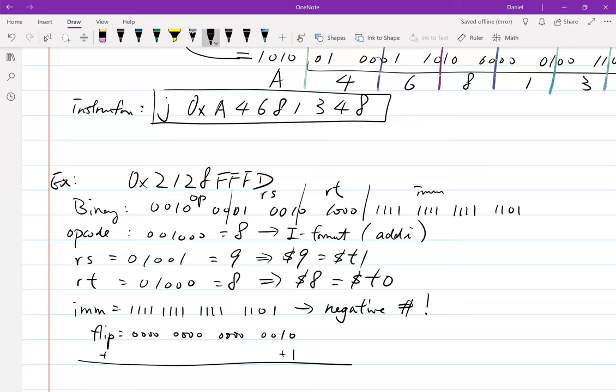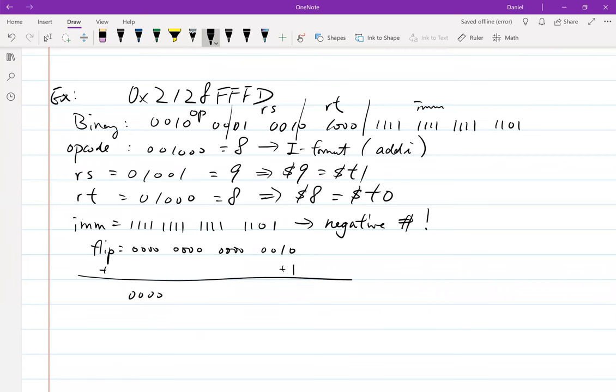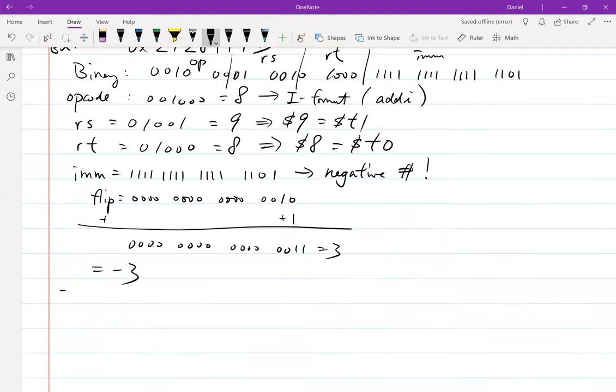So again, everything is in two's complement, right? So I have 0000000000000011. So you have negative 3, okay? Because this is 3, right? And since you do the flip and add one, you're talking about the opposite sign of it, okay? So you're negative 3. So now write out your instruction. I have addi, and now which one is RS, which one is RT? This destination is RT, right? So I have T0, T1, and then negative 3.